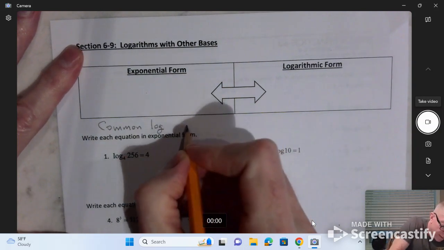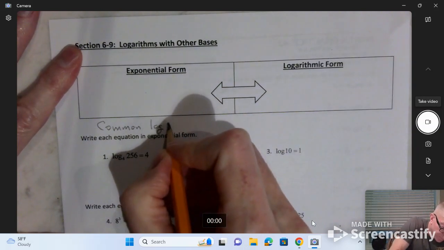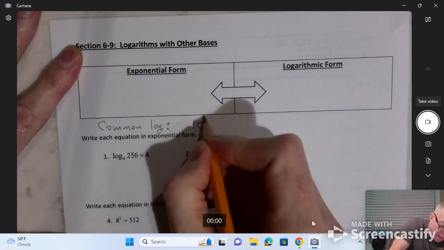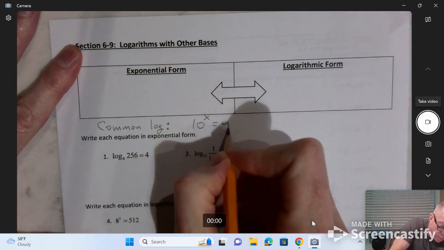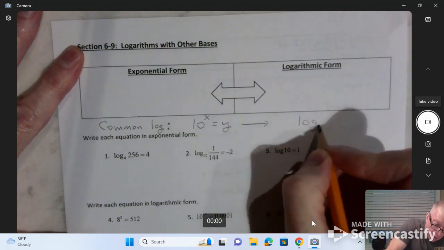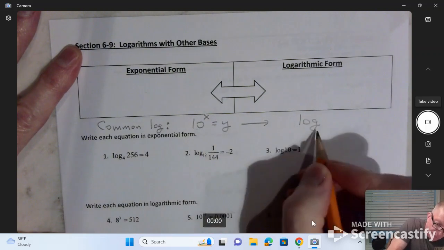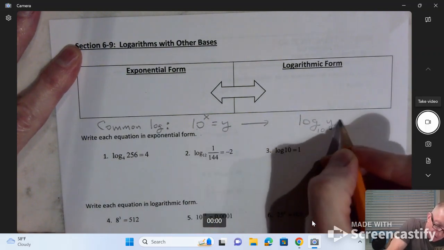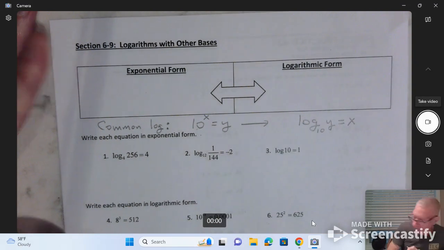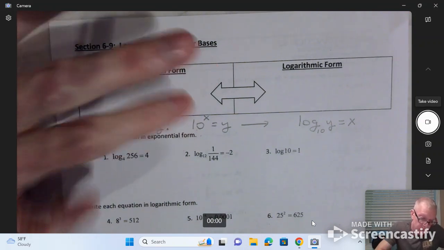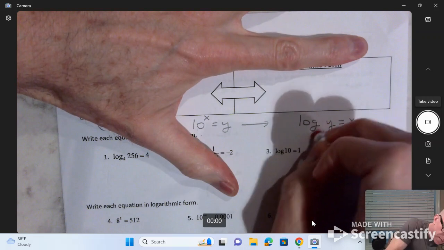Okay. And that's something like, if you have a power with a base of 10, 10 to the x equals some y, and we want to write that as a log, well, then we would write the log with a base of 10. The base goes down here, of y equals your x value. Okay. Now, the tricky thing about this is if it is a common log, it means the base is 10. You don't put the base down there.